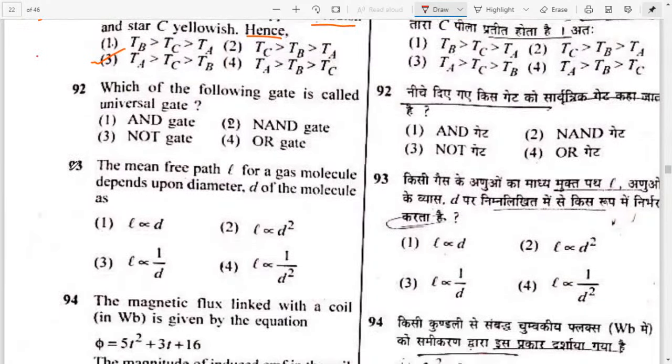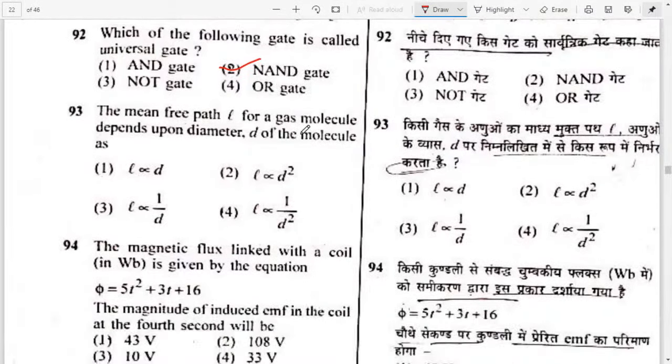Which of the following gates is called a universal gate? NAND gate, because by using NAND gate you can create the remaining gates, that is AND gate, NOT gate and OR gate. So NAND gate is a universal gate.